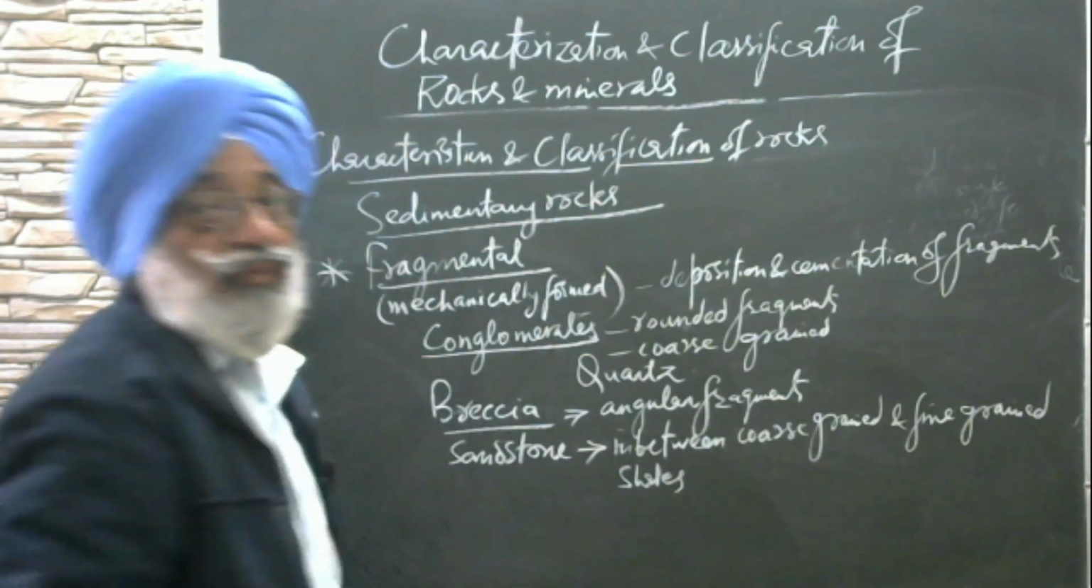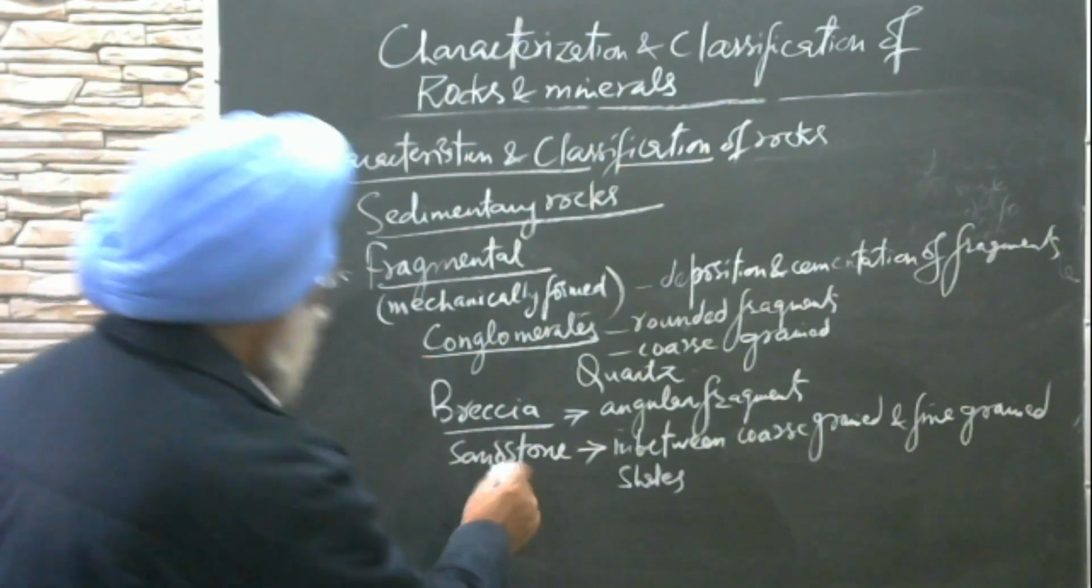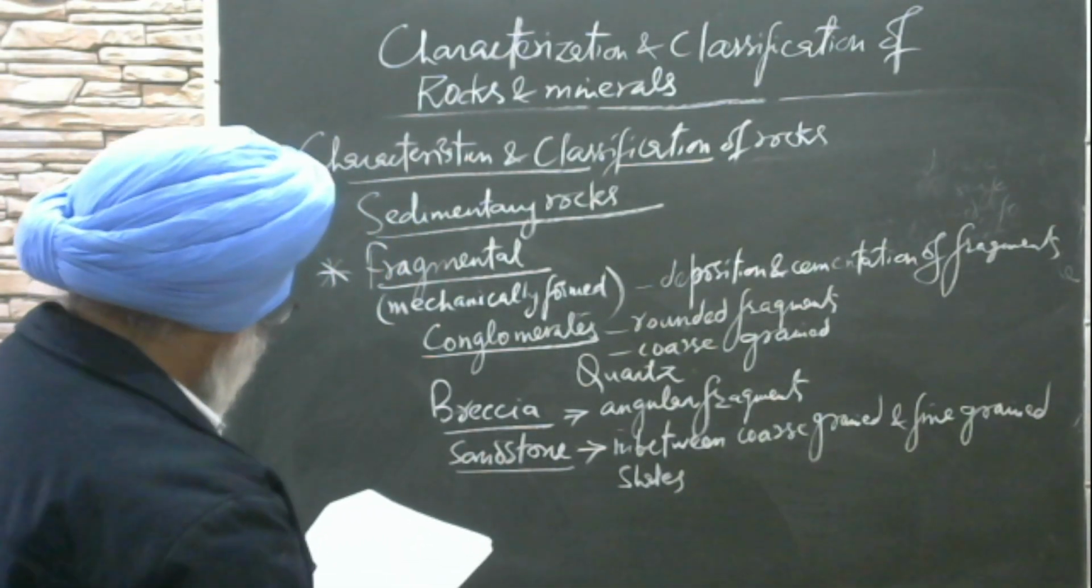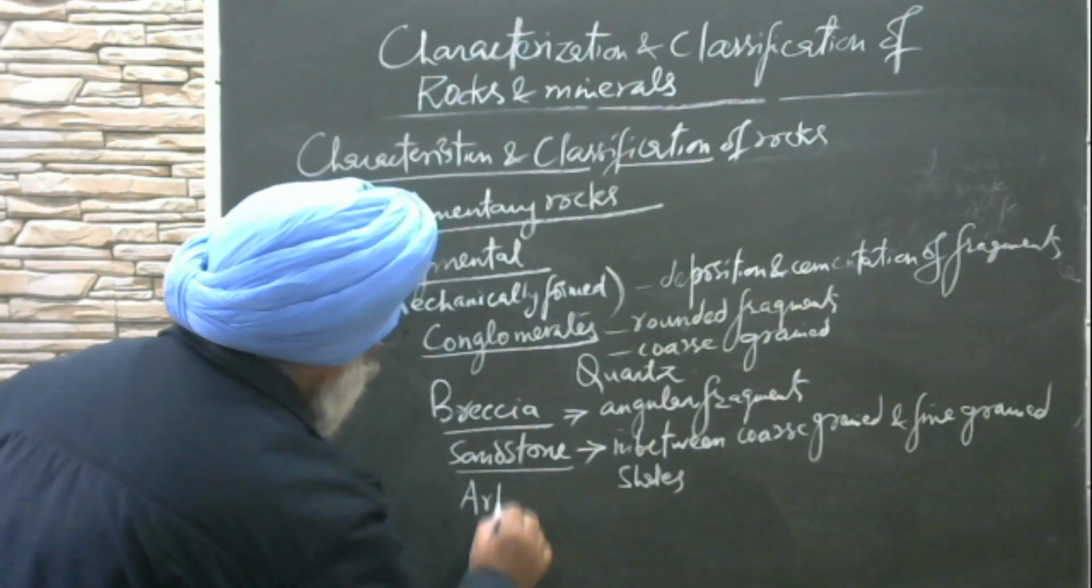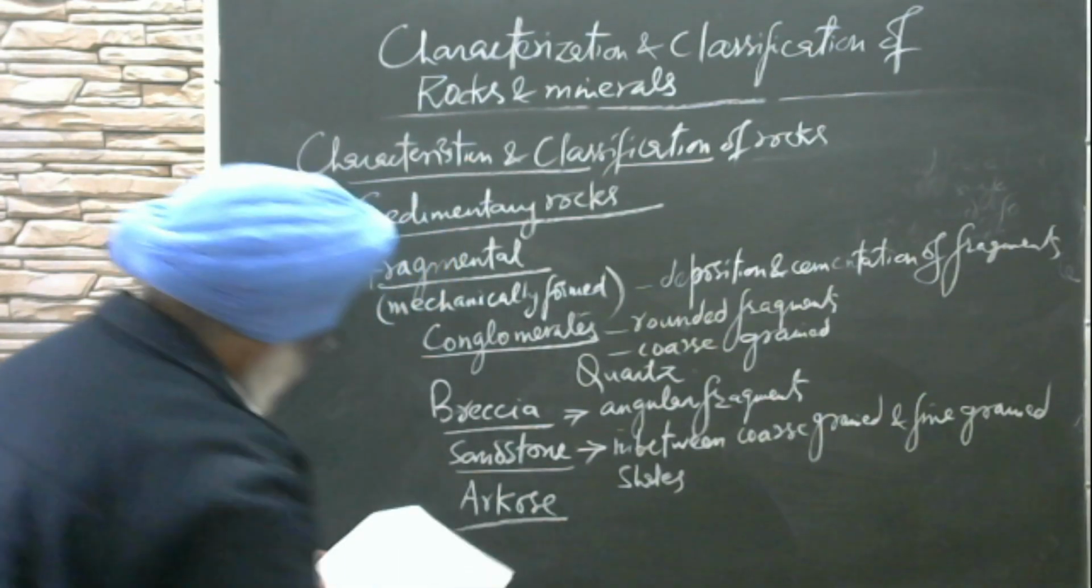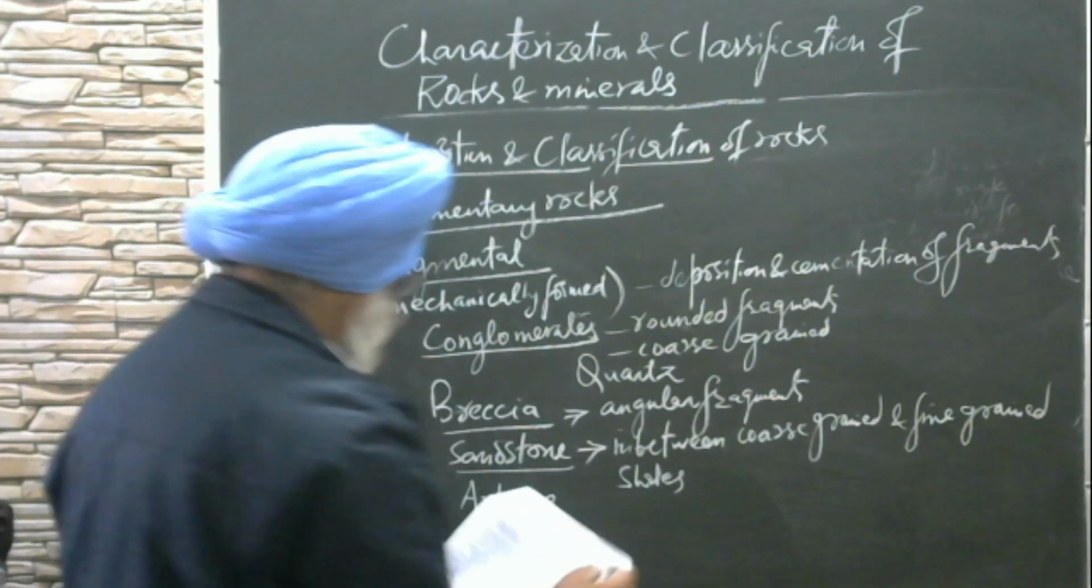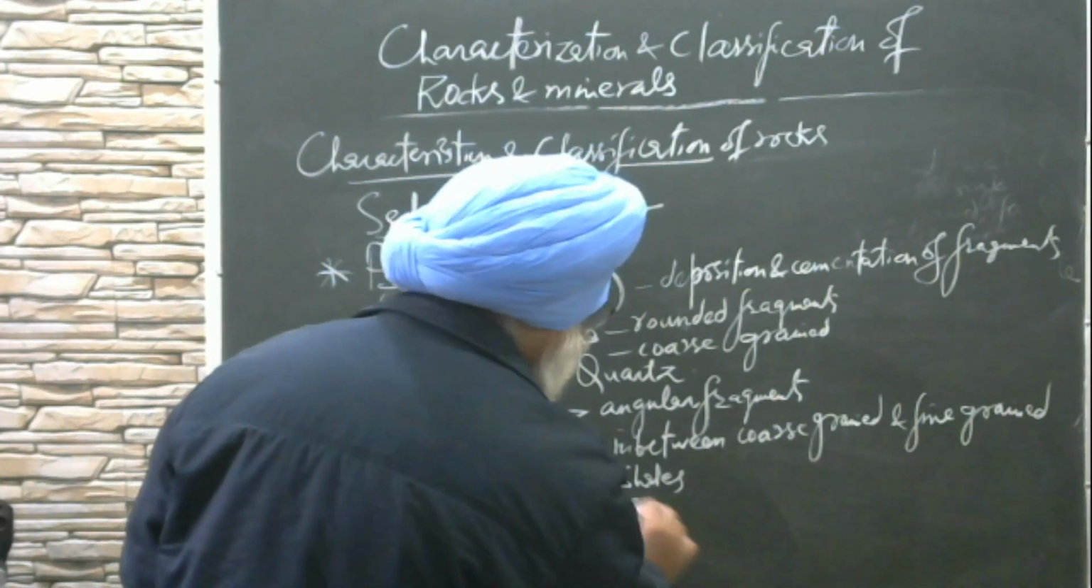So shales are of two types, coarse and fine. In between we call these sandstone. And then arkose. Here, look, it's quartz and feldspar dominant sandstone. This is sandstone.